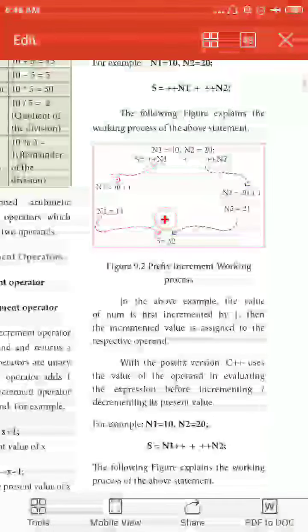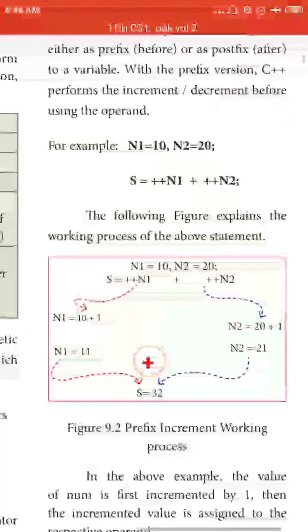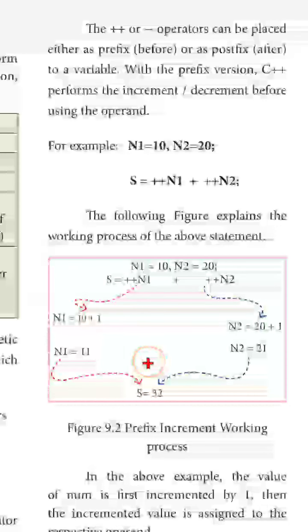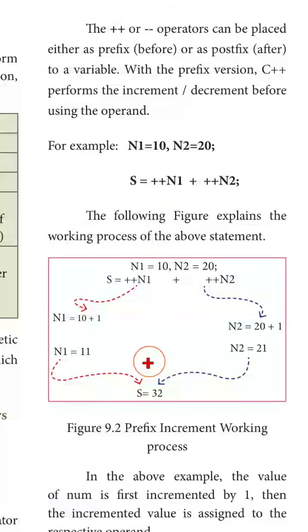Here you can see they have given one example: s is equal to plus plus n1 plus plus n2. Both plus plus n1 and plus plus n2 are pre increment. Pre increment means the plus plus sign will be before the variable. Post means it will be at the back side of the variable.